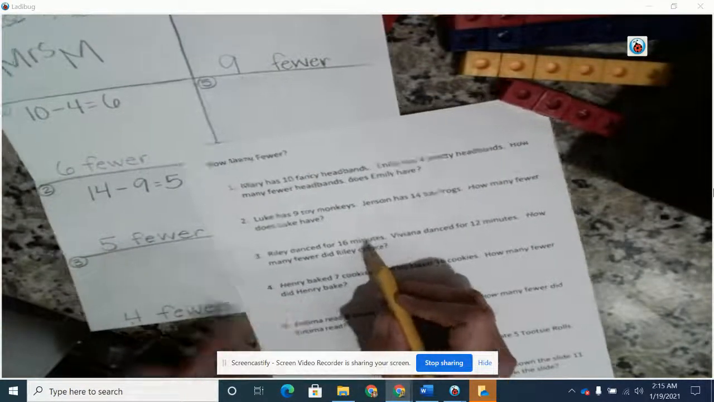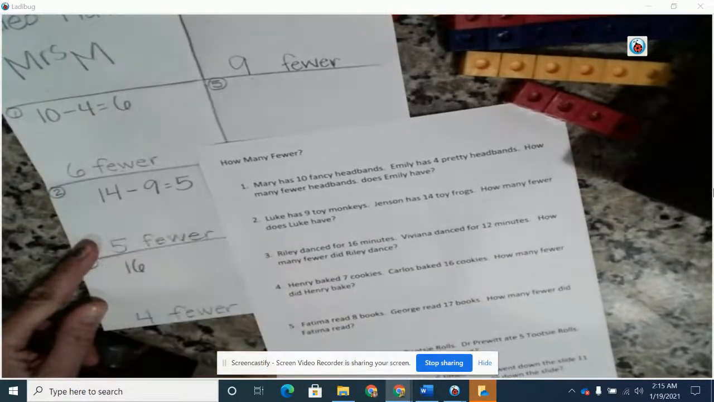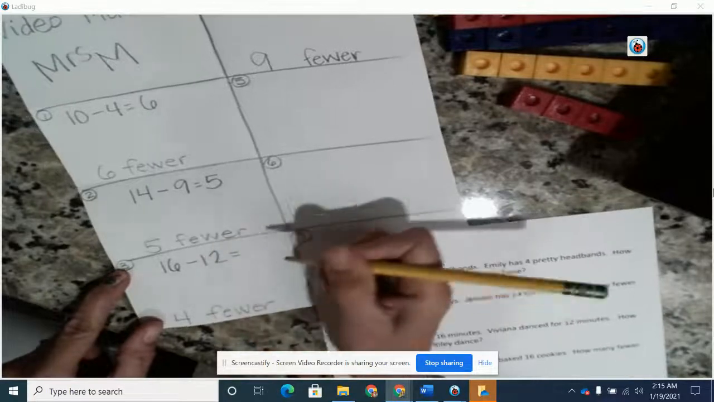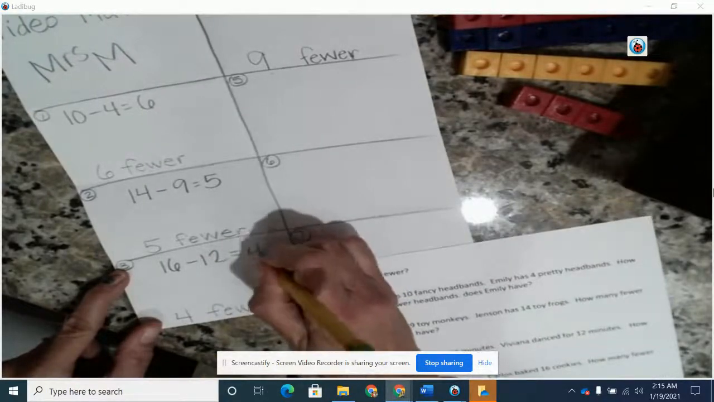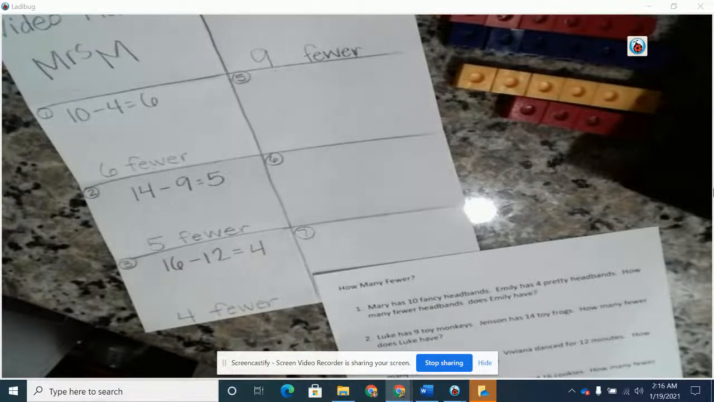Same thing with number 3. Riley danced for 16 minutes and Viviana danced for 12. So 16 is going to go first. I'm in my third box. I'm worried maybe I'm going too fast. And then I'm going to take away 12. And then I have my 4, which is 4 fewer. Okay, so we're just taking what we did with the blocks and making equations out of them, showing that that means a difference between two numbers.